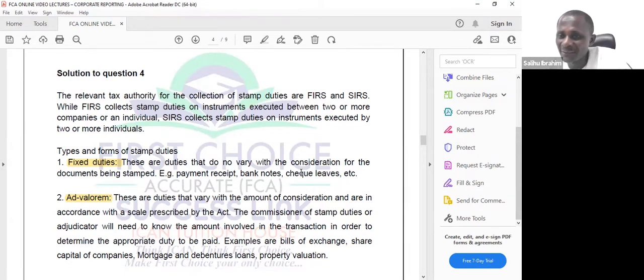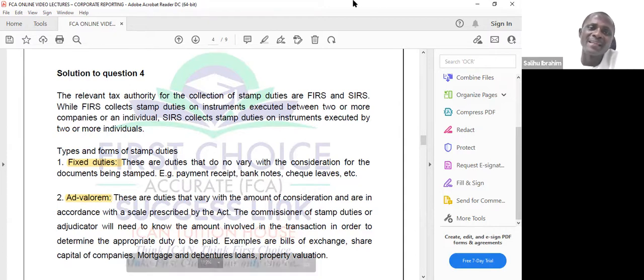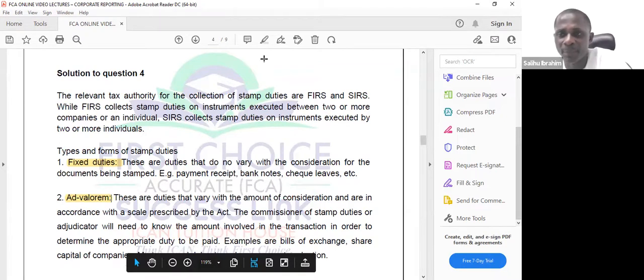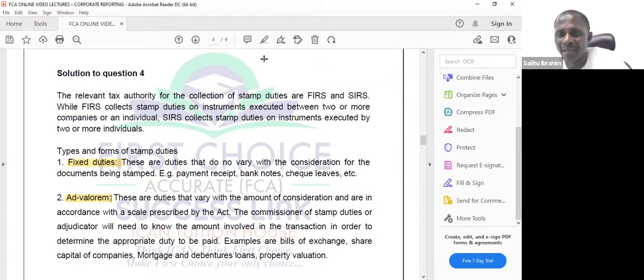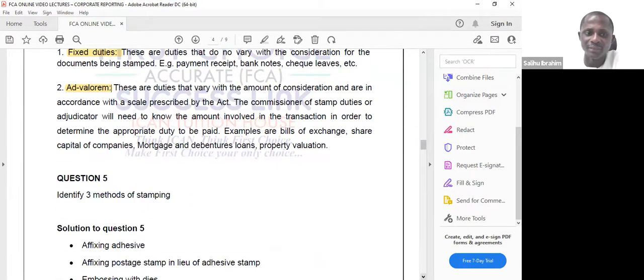So the commissioner of stamp duty, one of his responsibilities is determination of the amount of stamp duty to be paid on instruments that are considered to be ad valorem. Okay. So these are the two types of stamp duties.